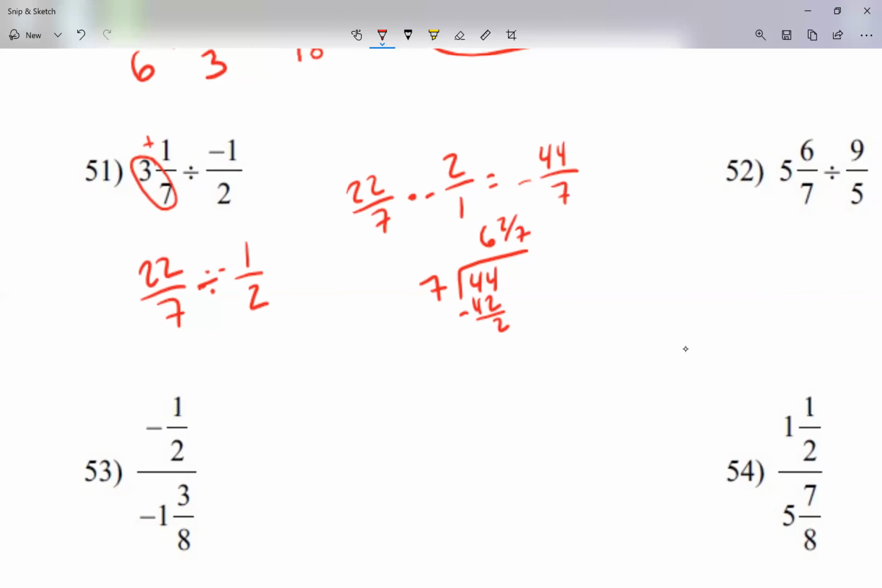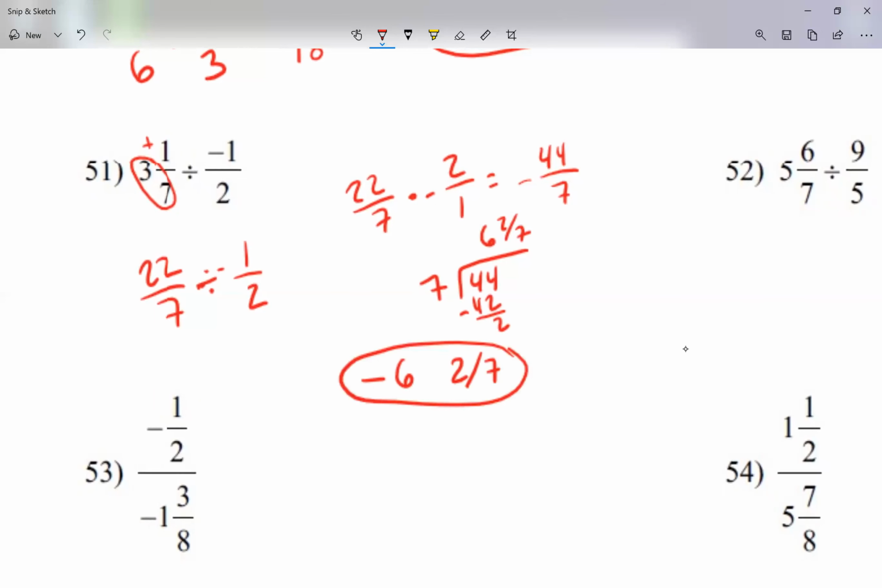The way I'm going to write this, it's a negative, right? It's a negative fraction. So let me put my negative sign. 6, a space, 2 backslash 7. So negative 6 and 2 sevens.